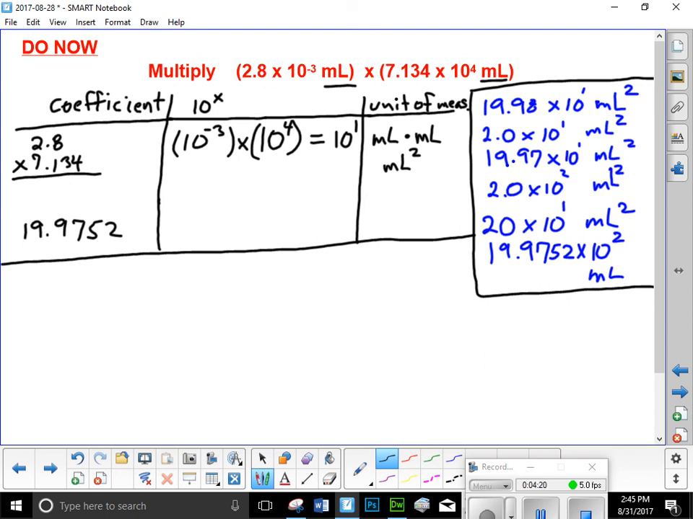Okay, now I can put my puzzle together. And so I'm putting my puzzle, first of all, what I got from the coefficients, 19.9752, and then okay, so that's where this one came from, and my 10 to the 1 is what's going to go down here, 10 to the first power, and then my mils is going down here. See what I mean about the way this is laid out? It's a little easier to follow on the back end when you're at home, okay? And so you know exactly where everything came from.